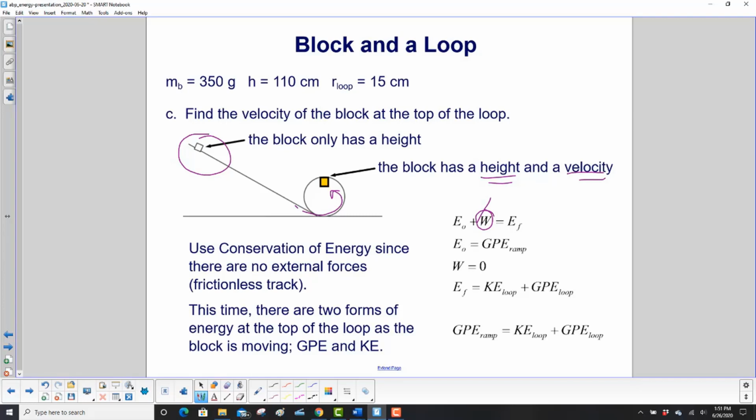So our initial energy is GPE up the ramp. We're going to call that ramp now. Could have called it incline, but for some reason I changed it to ramp. And that's going to equal the final energy, which is the kinetic energy at the top of the loop and the GPE at the top of the loop. So we have GPE ramp is KE at the top of the loop plus GPE at the top of the loop.